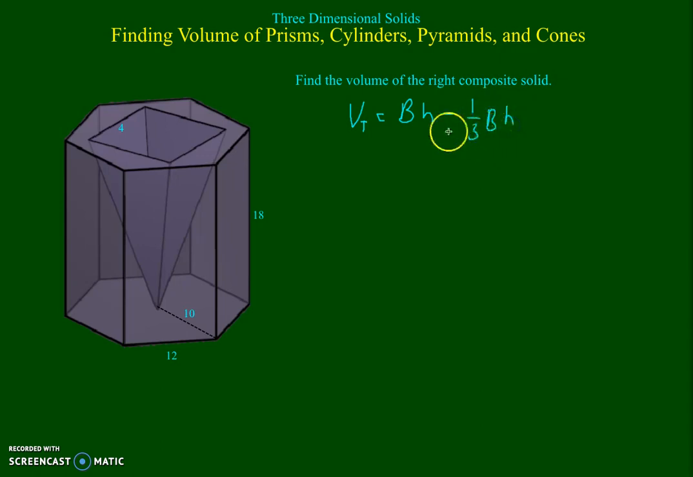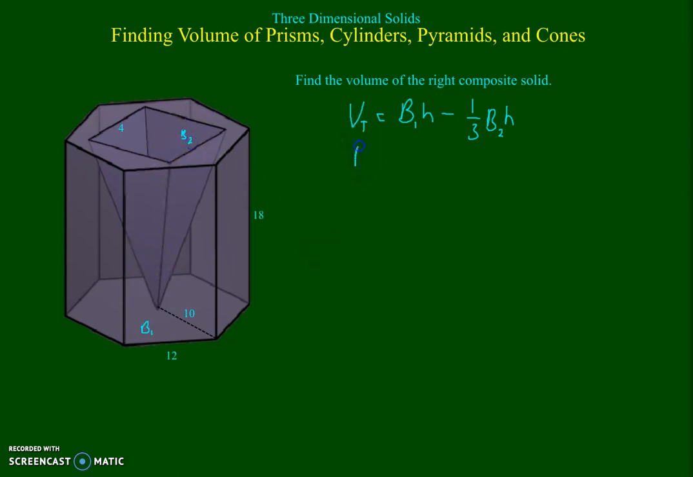Now in this case we have a slightly different situation. In the last problem we did, the area of the bases were identical. In this case they're not identical. So I'm going to distinguish base 1 and base 2. So this would be base 1 over here. So this is B1 and this is going to be B2.